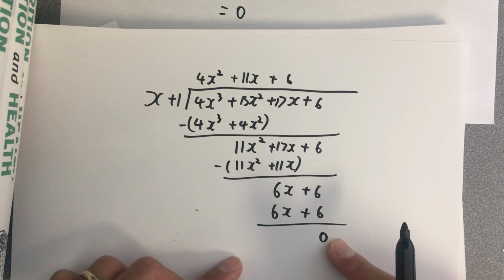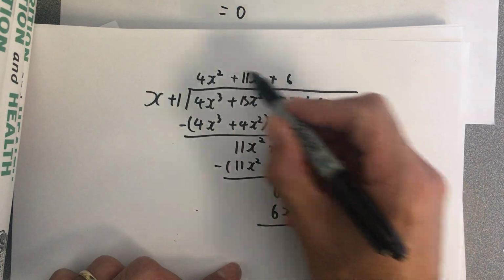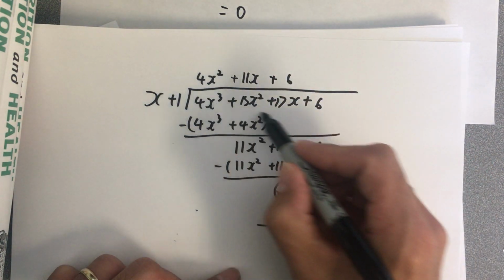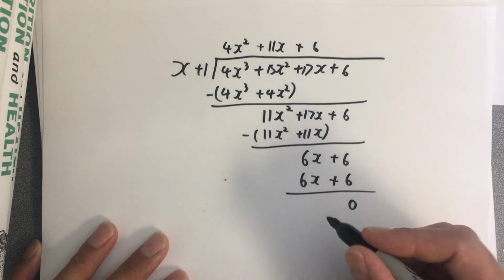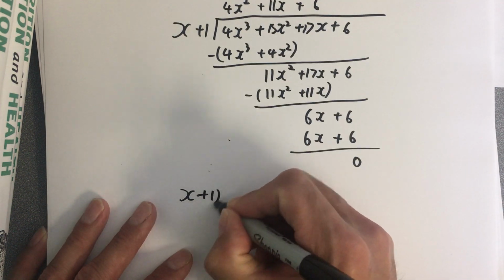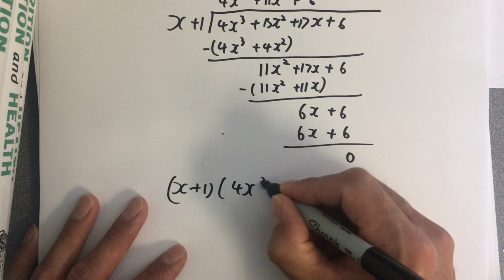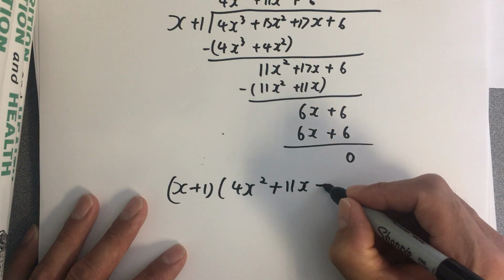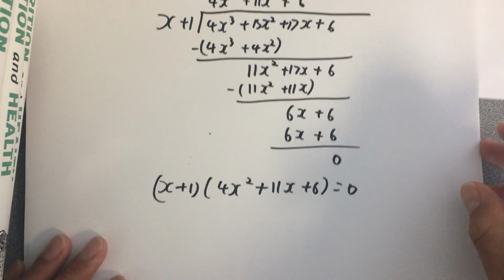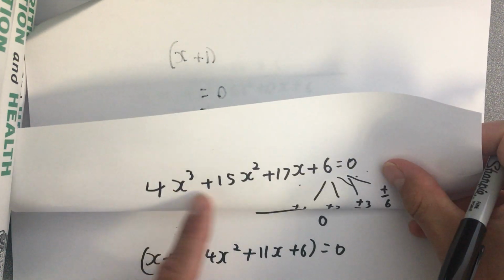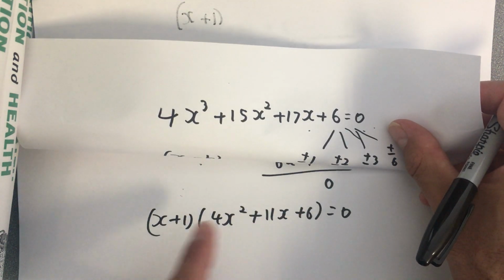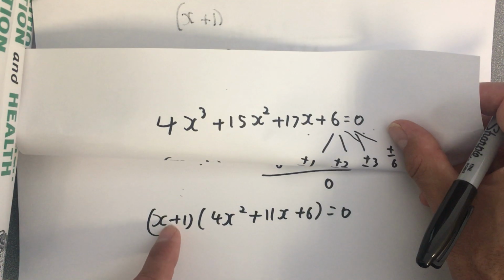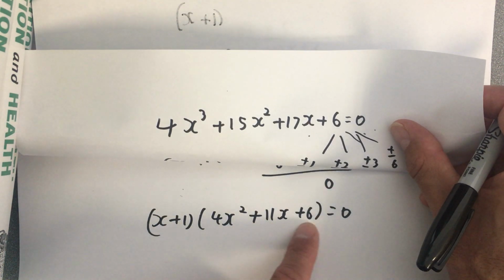Getting 0 here lets me know that there's no remainder when this dividend is divided by this divisor. It gives us that quotient with no remainder at all. So what that means is the entire polynomial can be factored into x plus 1 times 4x squared plus 11x plus 6. So this third order polynomial is equal to x plus 1 times 4x squared plus 11x plus 6. And when I multiply them together, that gives me 0, which means either x is negative 1 or x is one of the roots of this quadratic here.